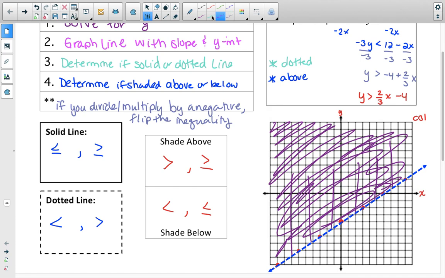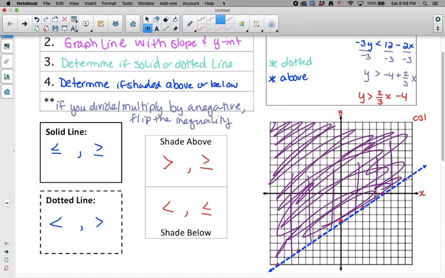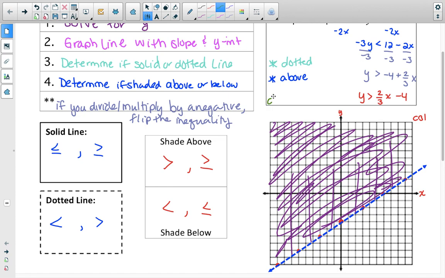To check a coordinate, what I meant by that is if we check 0, 0, 0, 0 is in the shaded section, so that means it should work. So if I plug 0 in for y, is greater than 2/3 times the x of 0 minus 4. So this says 0 is greater than, that becomes 0 minus 4. 0 is in fact bigger than -4. That is why that coordinate does work. So we shade towards 0, 0.